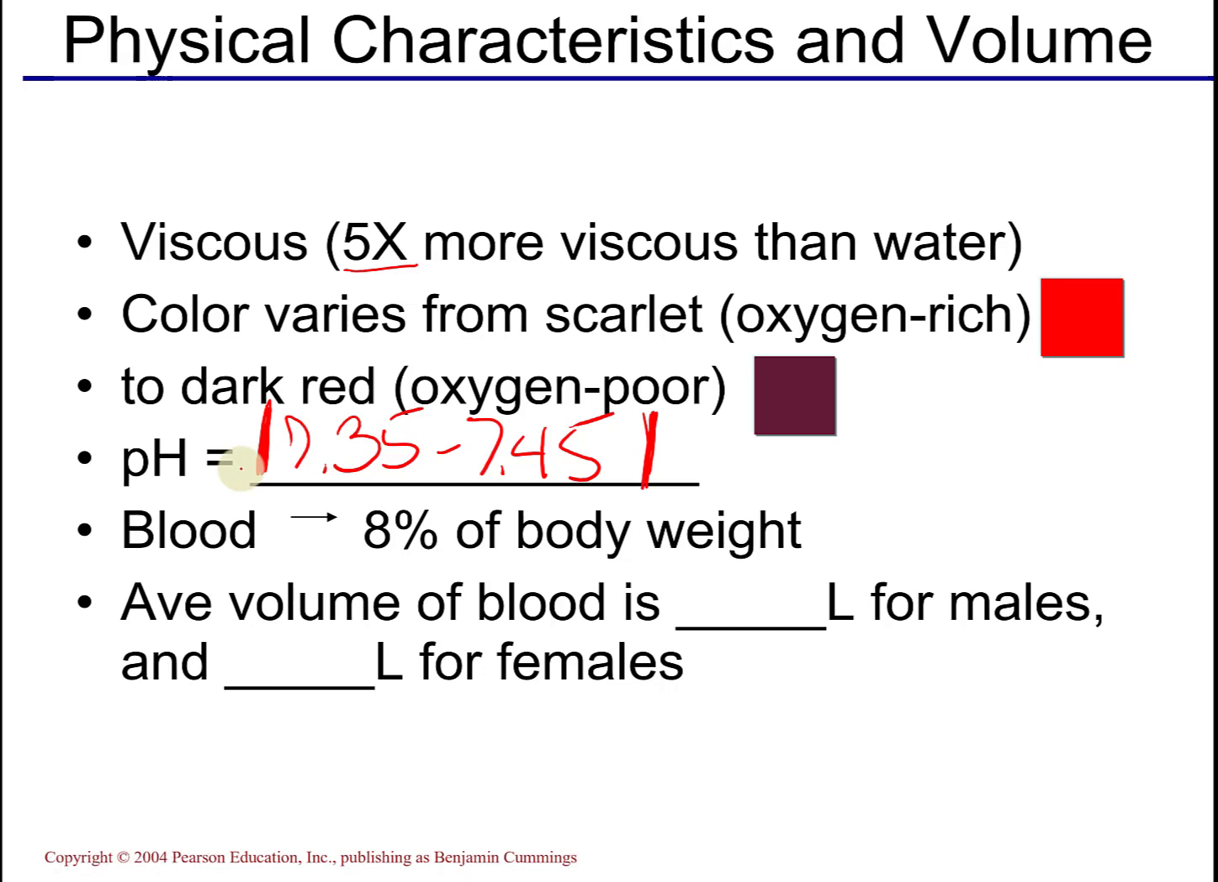So the red blood cells are shuttling through the body, but they're not carrying any oxygen. Blood is about 8% of the body weight, and the average volume of blood in males is about 5 liters, and in females it is about 4 liters, and that is because of the difference in size.